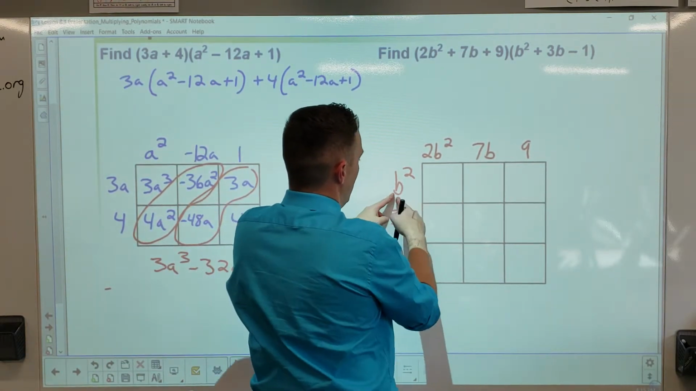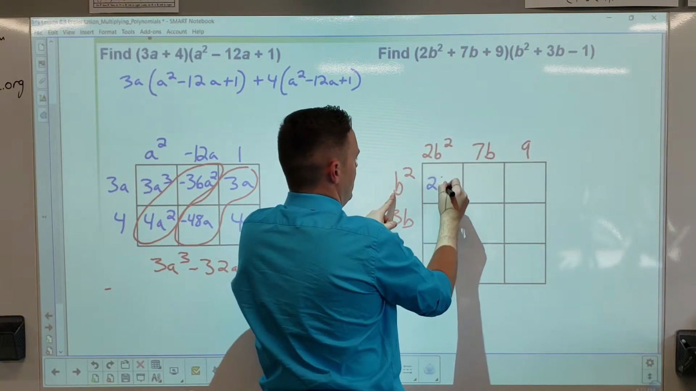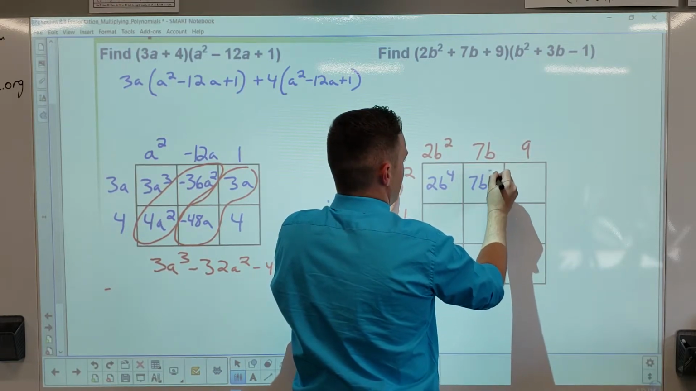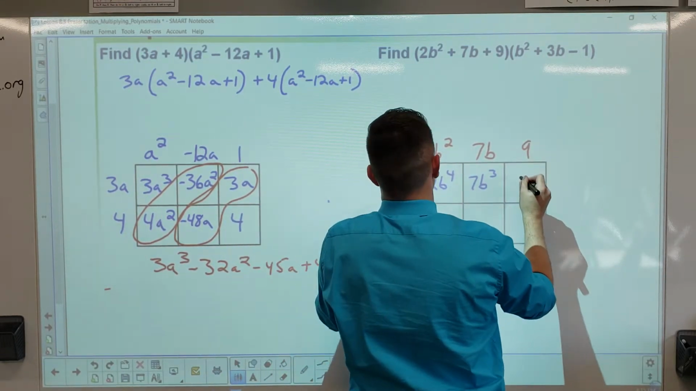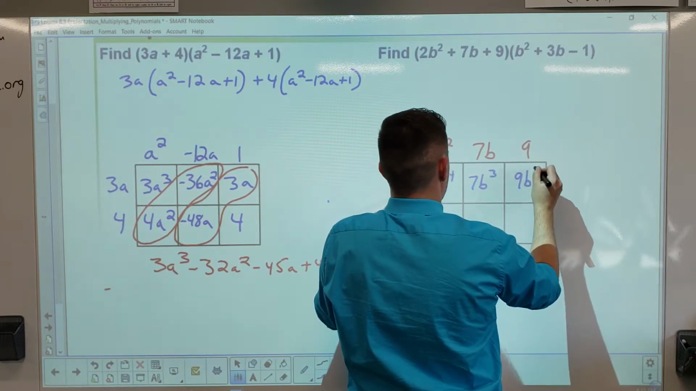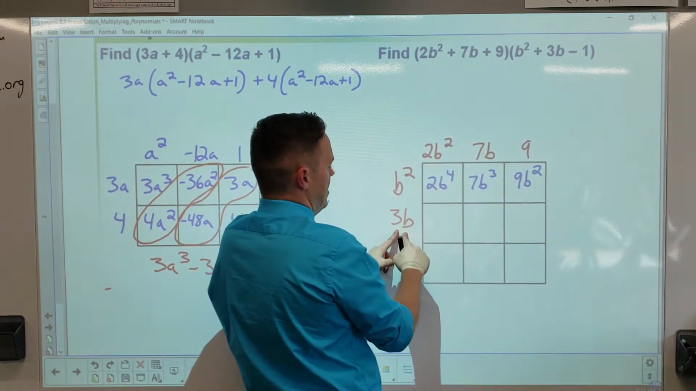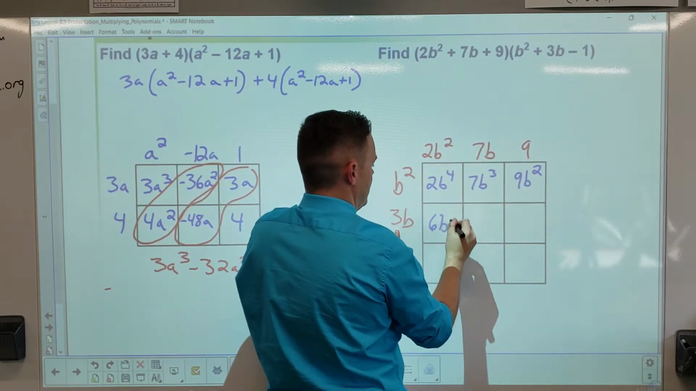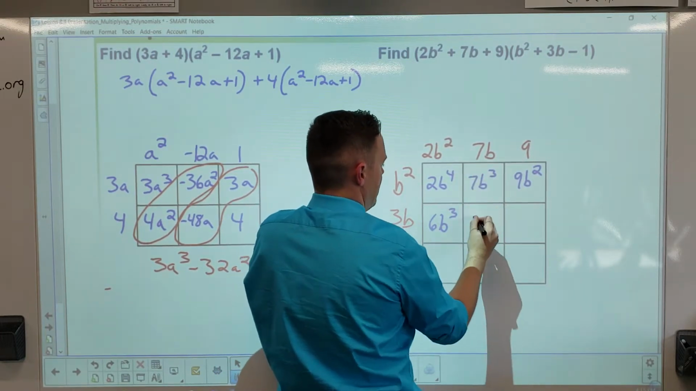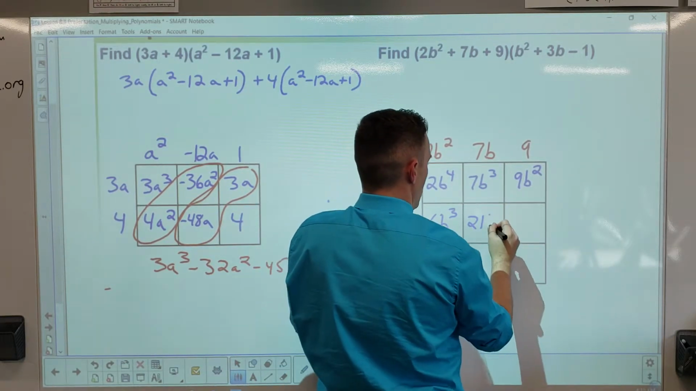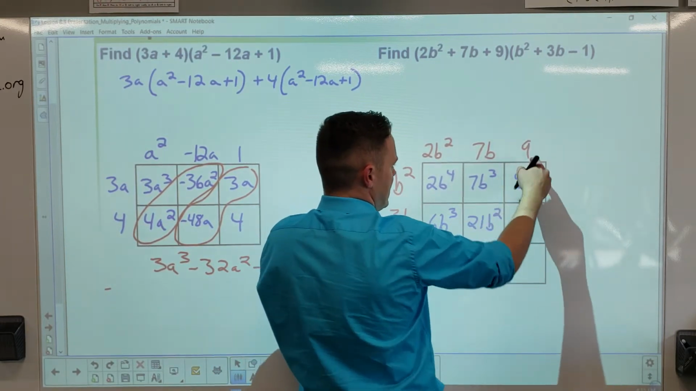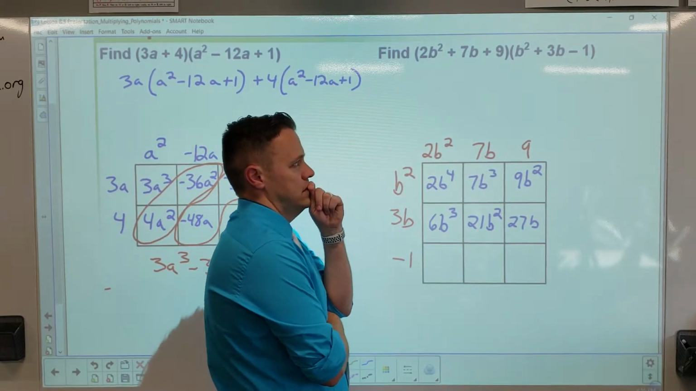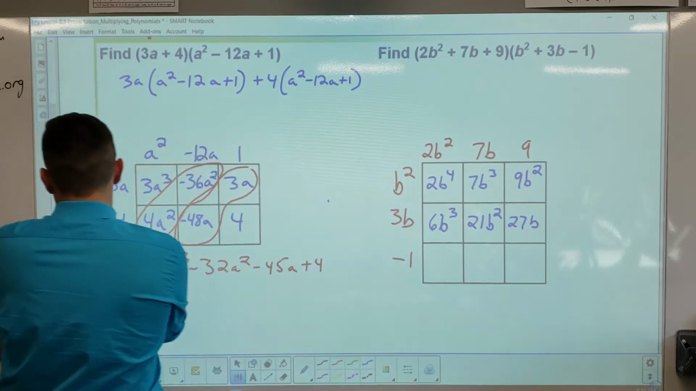All right, here we go. So I got 2b to the 4th. b squared times this would be 7b to the 3rd, and this would be 9b squared. Next on the setup, this would be 6b to the 3rd, and then 7 times that would be 21b squared, and then 3 times 9 is 27b. Yes, it is 27. I was making sure I did the math right.